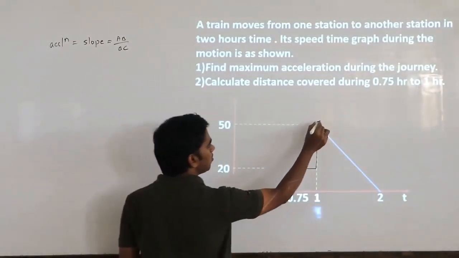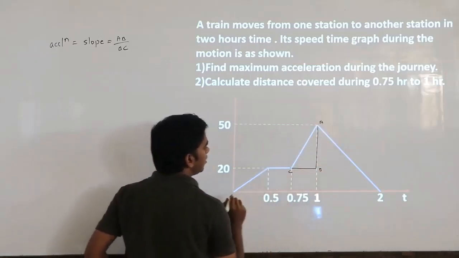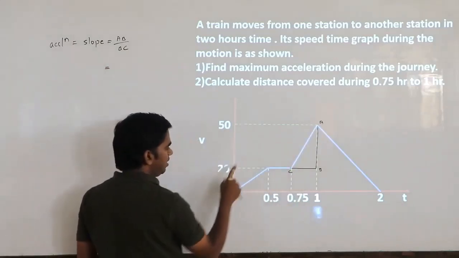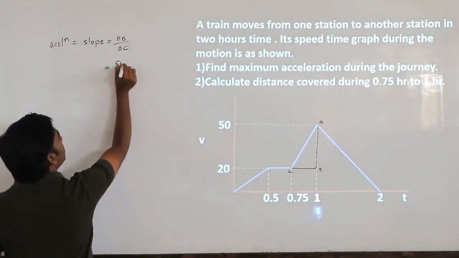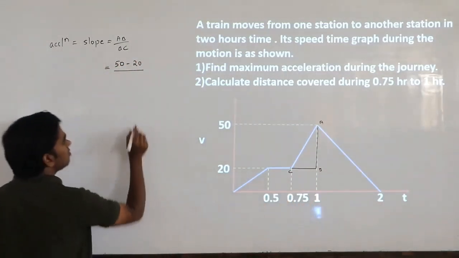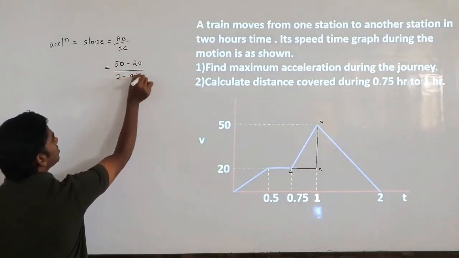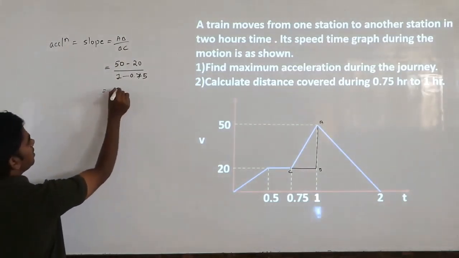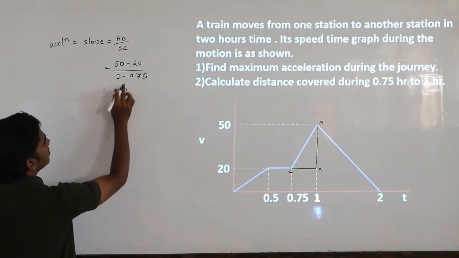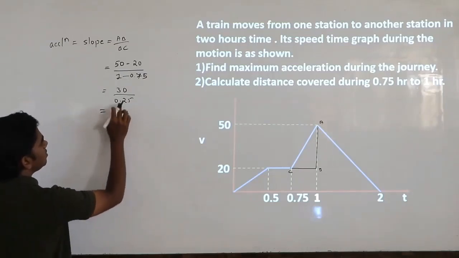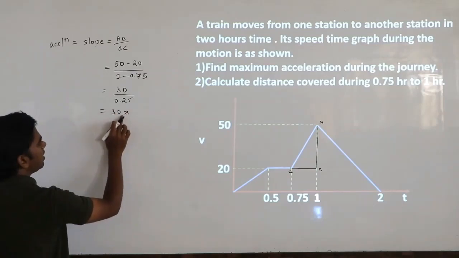Okay, so this is the slope, A, B, C. How can we calculate this? What is AB? AB is 50 minus 20, divided by the time, 1 hour minus 0.75 hour. So 50 minus 20 will be 30, and 1 minus 0.75 is 0.25. Can I write 0.25 as 1 by 4? Yes, 0.25 I can write as 1 by 4.